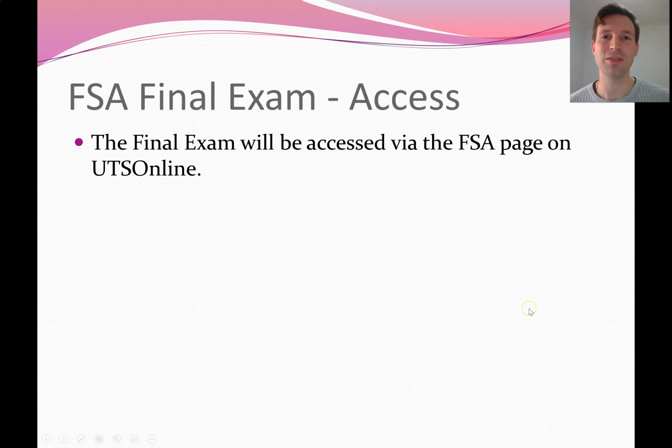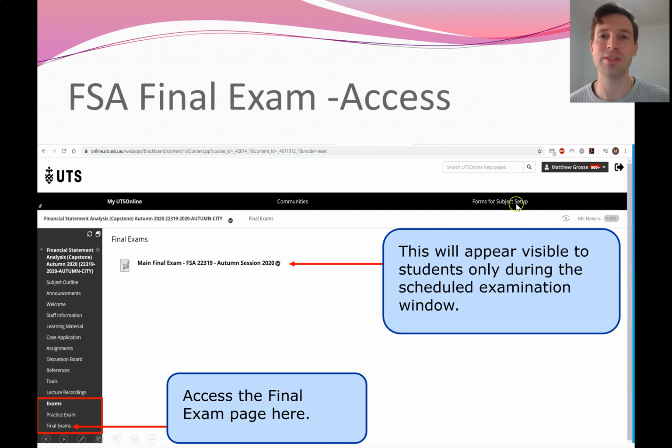So to access the final exam for FSA, it's going to be accessed via UTS Online, via the FSA page. And when you're in the FSA page, on the left-hand menu under exams, there's a link to the final exams. If you click on that at the moment, it will be blank, but when the exam timetable or the time window is reached, there will be a link to the main final exam that looks exactly like this. Okay, you can then click on it.